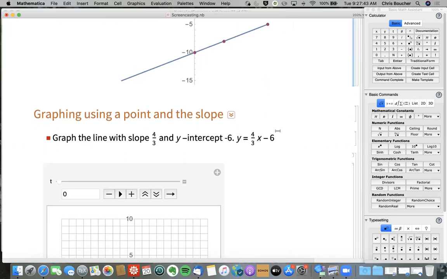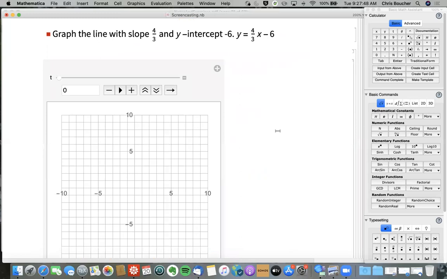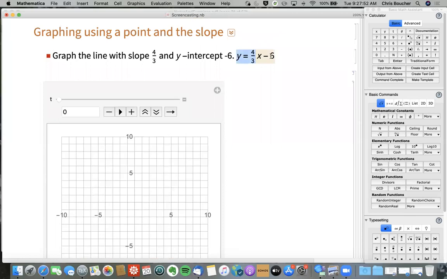It's worth noting that another way to generate the graph of a linear function is if you know the slope and the y-intercept. And if you have the formula, then you know the slope and the y-intercept. So here's another example. The slope here is 4/3. The y-intercept is -6.